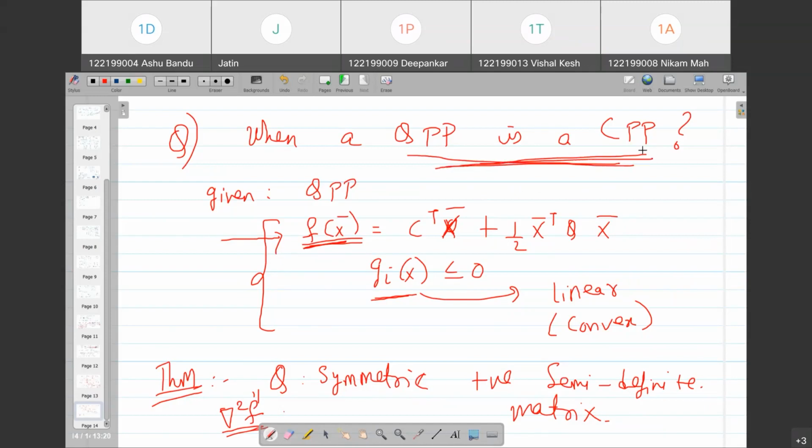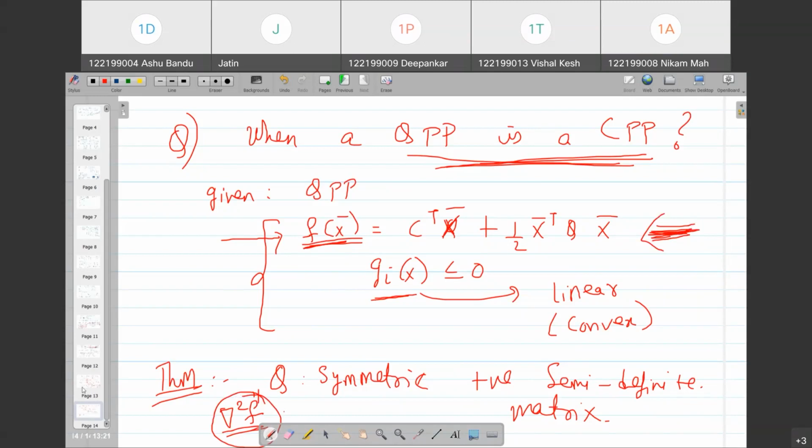So whenever you have a QPP, your GIs are linear, so they are convex, so no need to worry about the GIs. You only have to concentrate on F. Either write your F in this form and see whether your Q is symmetric positive semi-definite or not, or, if you don't want to write it in this form, simply find the Hessian of F. If the Hessian of F is symmetric positive semi-definite, then your QPP is a CPP.